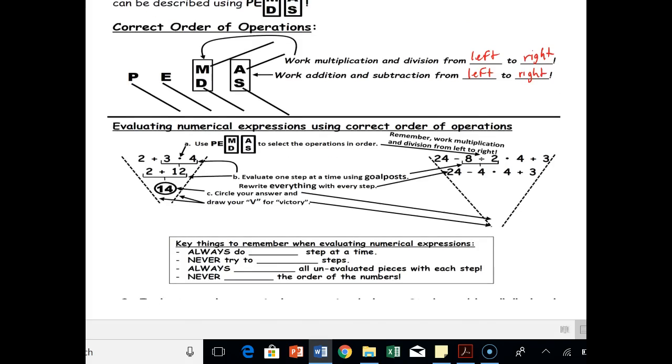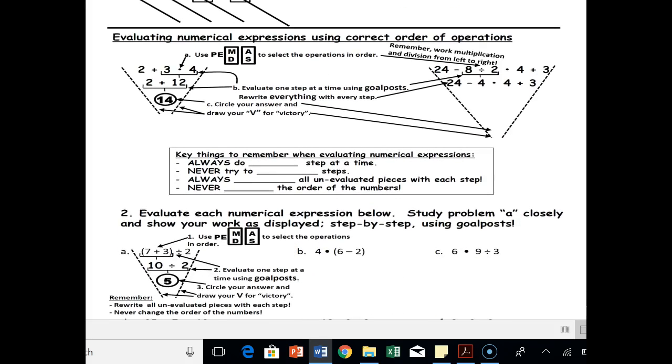So let's move on down. When evaluating numerical expressions, we have to use the correct order of operations. So obviously, if you have a problem like 2 plus 3 times 4, you do the 3 times 4 first. That becomes 12, and then 2 plus 3. That gives you 14.